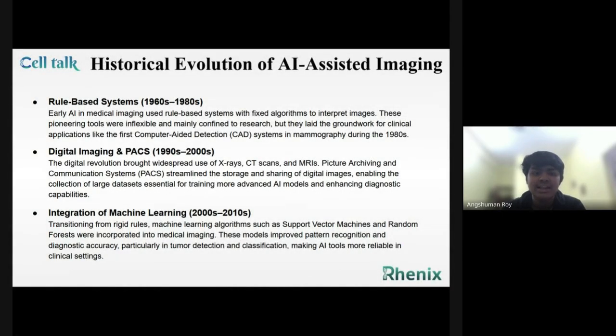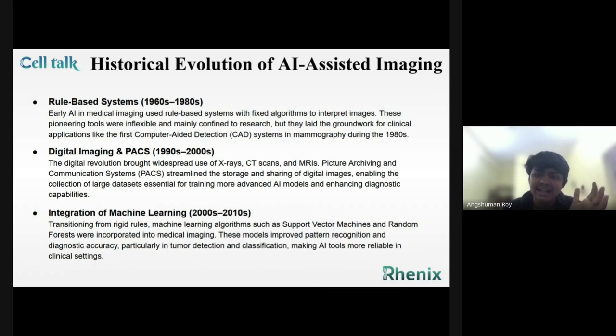Now, let's trace the historical evolution of AI-assisted imaging. From the 1960s to the 1980s, early AI models utilized rule-based systems with fixed algorithms to interpret medical images. These pioneering tools were inflexible and primarily confined to research settings. However, they laid the groundwork for modern clinical application tools like computer-aided detection systems and much more.